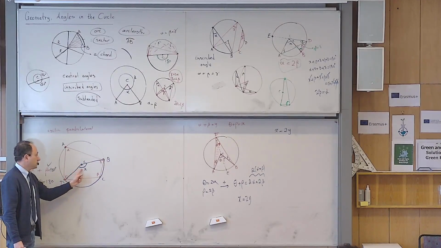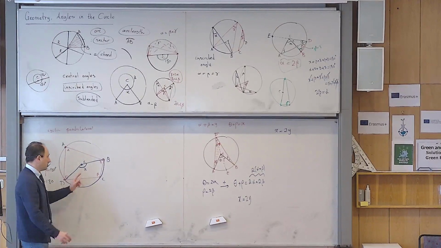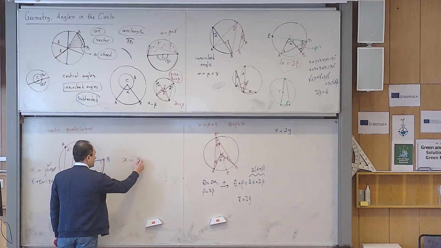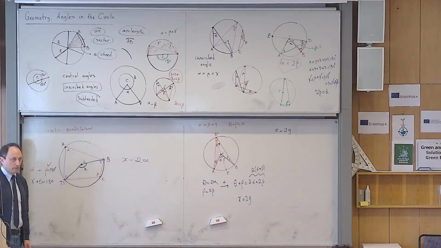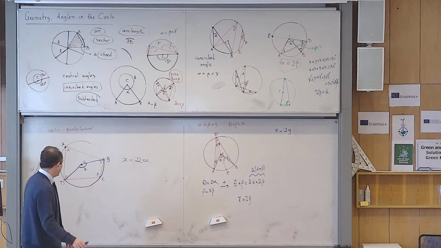What is the conclusion between the size of X and the size of alpha? Size of X is what? 2 times the size of alpha. Yes or no? Yes. Okay. Now, let us visualize the problem from a different perspective.